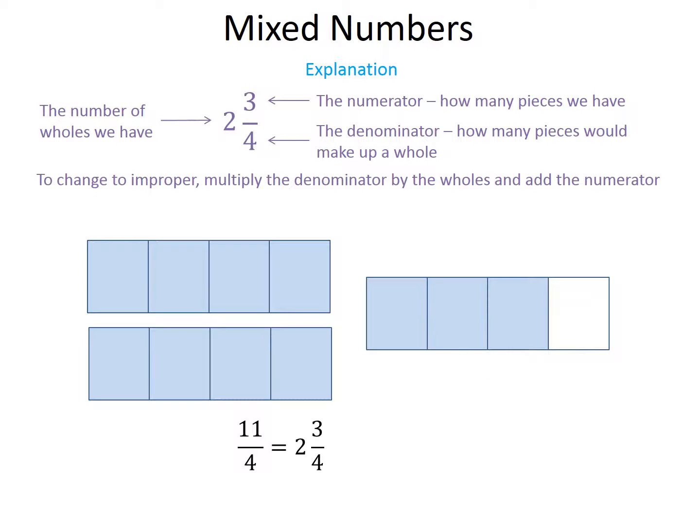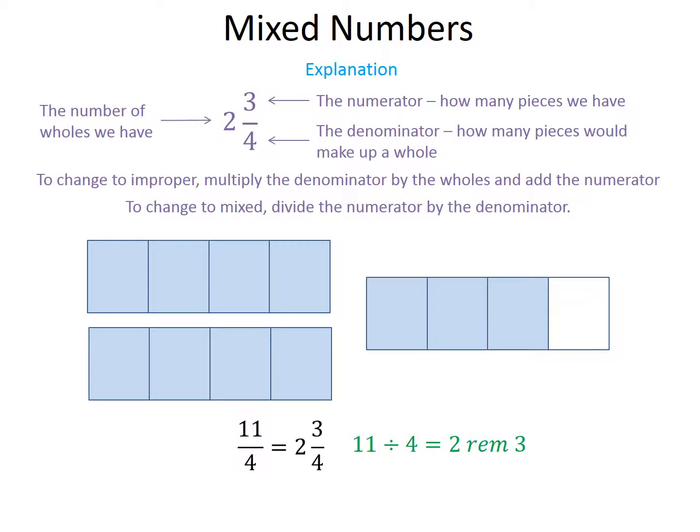And that's the remainder. So if we just work out 11 divided by 4, then it's equal to 2. There's the 2 wholes. And we've got a remainder of 3. That's how many pieces are left over. That tells us what the fraction part's going to be there. And of course the denominator stays the same because the pieces are not changing size, still 4 that make up a whole. And so to change to mixed, just divide the numerator by the denominator.